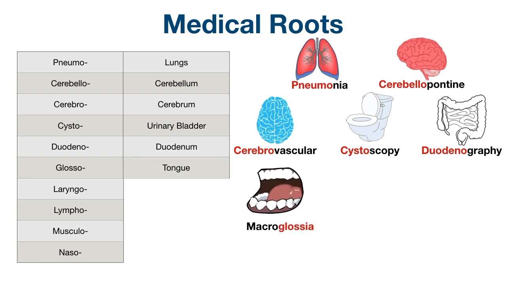All of the examples up to this point have had the root as the first part of the word, since the focus of this video is the root, but this is a good example of a medical term that uses a prefix, which in this case is macro, and then the root follows it.